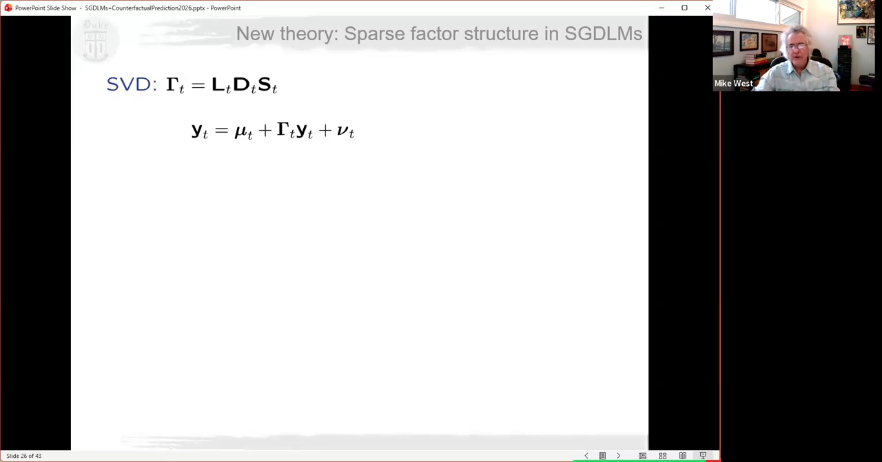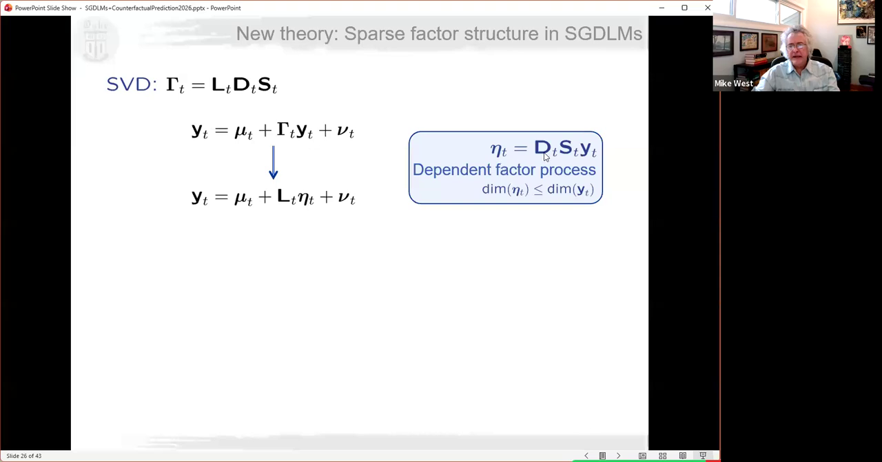So let's just plug that gamma into the equation for Y and define this vector eta t as I've got there. And understanding that some of the diagonal elements of D will be 0 in sparse cases, the dimension of S will reduce accordingly. Typically, the effective dimension of eta will be less, and potentially a lot less, than the dimension of Y. And this equation involving eta is a dynamic factor model. So we've taken the graphical model structure that gamma defines and shown that it implicitly has inside it a dynamic factor model.